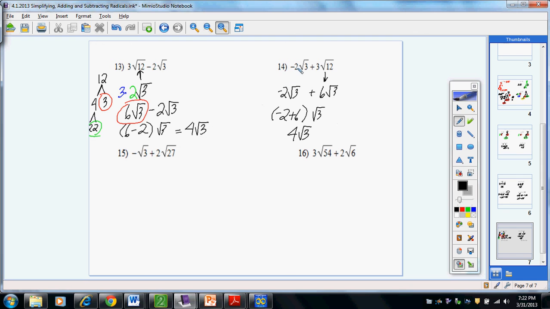Didn't realize this initially, but you know what? These two are the same problems. You see how you have the negative out here in front of the 2 square root 3 and the negative out in front of 2 square root 3? There's no difference in these problems. These are the same.